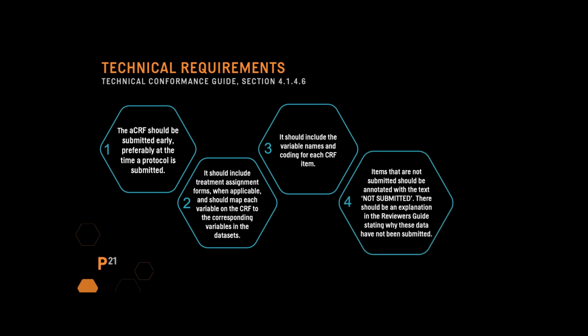The fourth item is that items that are not submitted should be annotated with the text "not submitted," and there should be a reason explained in the reviewer's guide for why those data were not submitted to the SDTM. And the fifth and final piece from this document is that the aCRF should be a PDF, and it should be provided with the name aCRF.pdf.